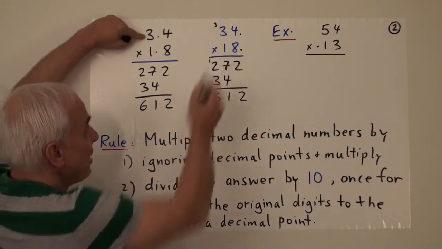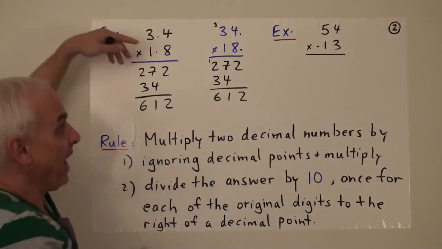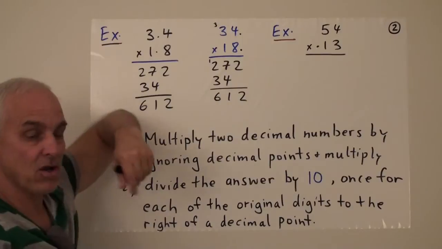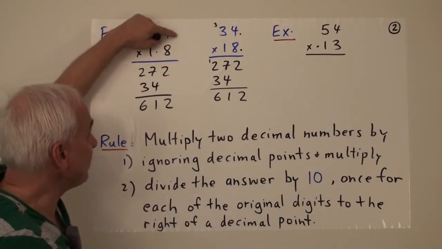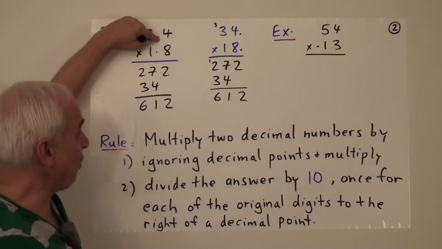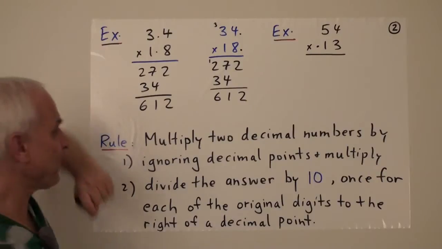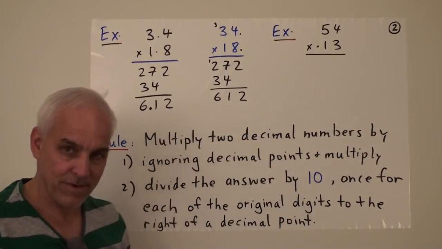So this number is 1/10 of this number, and this number is 1/10 of this number. And so it makes sense that the answer we get has to be divided by 10 times 10: 1/10 for this decimal movement over 1, and 1/10 for this decimal movement over 1. So the answer is 6.12.